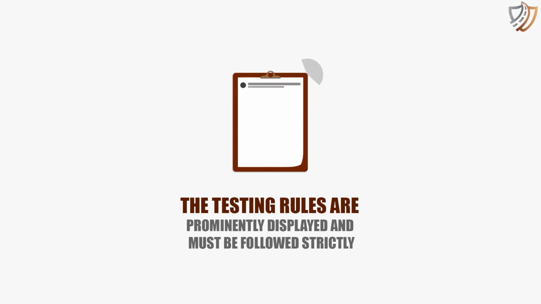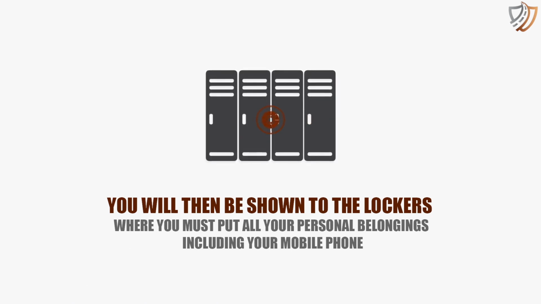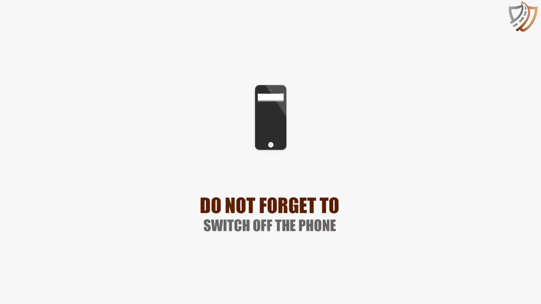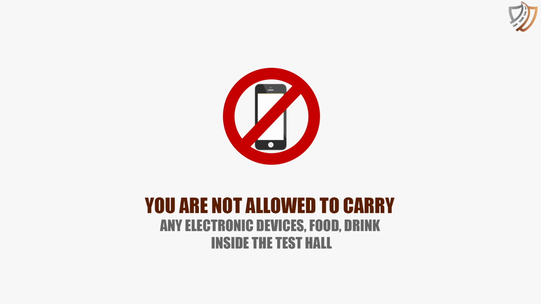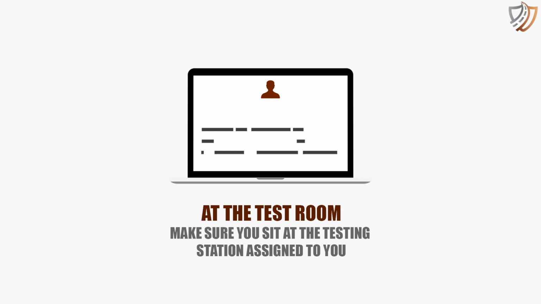The testing rules are prominently displayed and must be followed strictly. You will then be shown to the lockers, where you must put all your belongings, including your mobile phone. Do not forget to switch off the phone. You are not allowed to carry any electronic devices, food, drink inside the test hall. When it's your turn to take the test, you will be called to sign in. At the test room, make sure you sit at the testing station assigned to you.